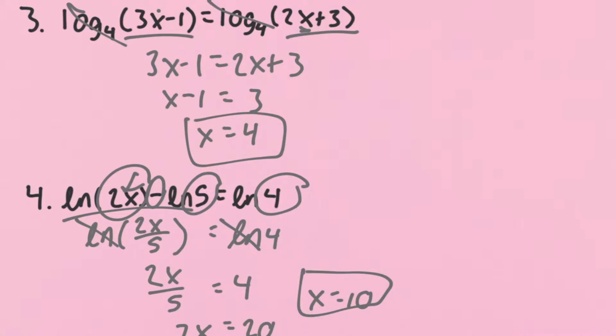So in number 4, we condensed it to one log. In number 3, we didn't have to do any condensing because we already had the log of everything on the left equals the log of everything on the right. And then once we had that, we canceled the logs and set the insides equal to each other.